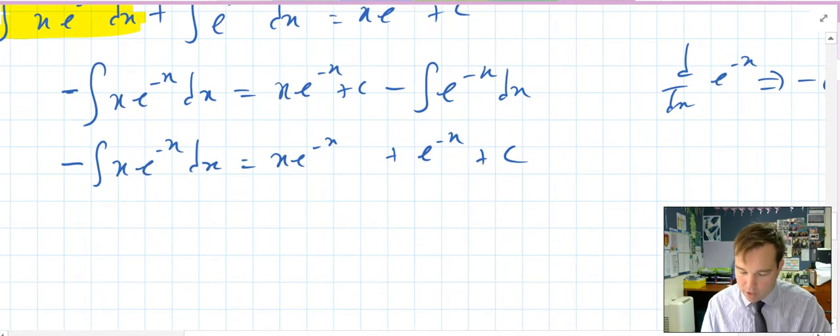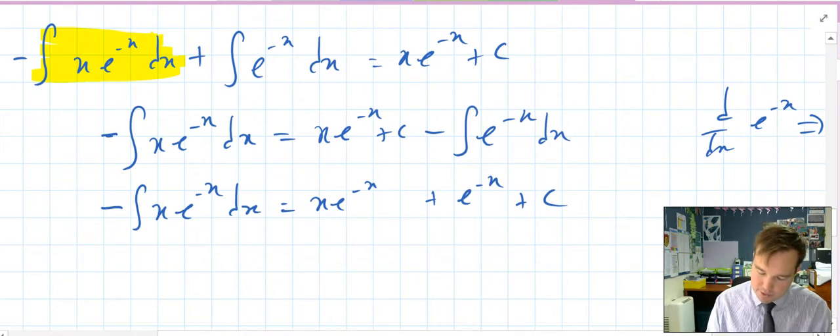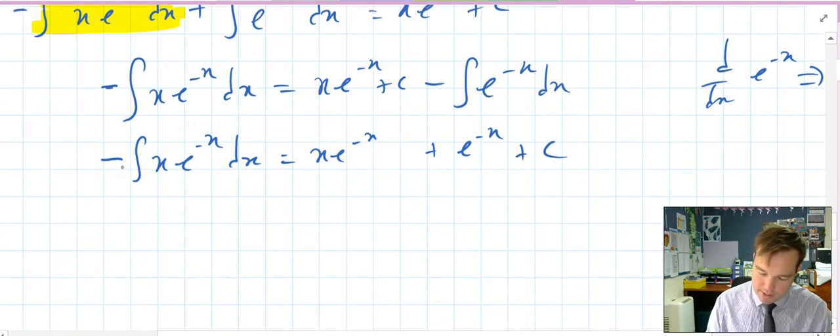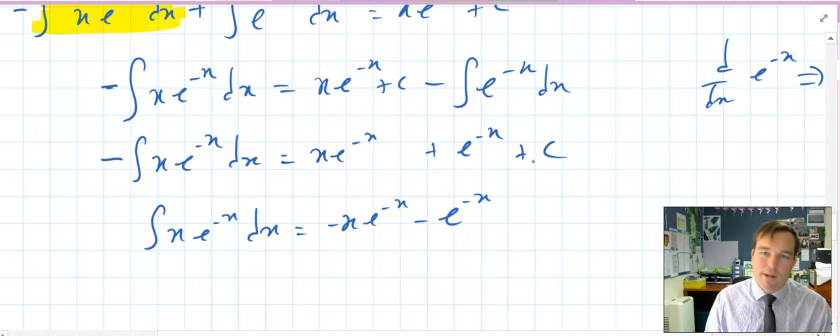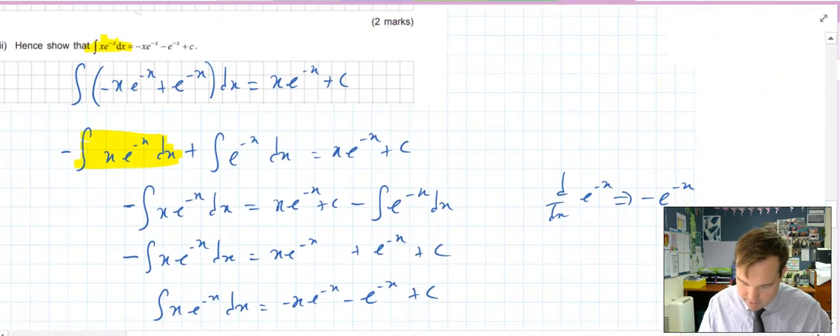Now, we haven't quite got what we wanted by itself. The integral is not fully by itself. We need this negative over to the other side. So we can divide both sides by minus 1, and the integral is equal to negative x e to the minus x minus e to the minus x. Now, really, minus c, but minus c is just another constant, so we just leave it as the end by convention as plus c. And that is hence shown.